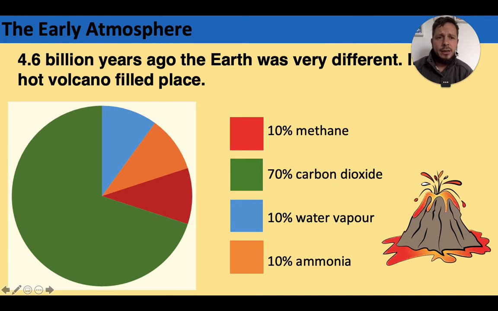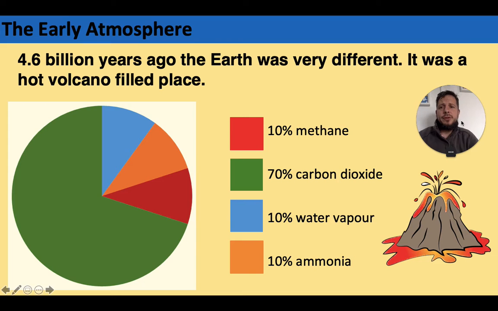So what was it like? 4.6 billion years ago it was very different because we had lots of volcanoes and no life. So we think that there was methane, carbon dioxide, water vapour and ammonia. They were the main gases present in the Earth's early atmosphere, but the majority of the gases was carbon dioxide. Now this slide says 70%. Scientists can't agree on exactly what percentage of carbon dioxide made up the original atmosphere, so you might see it varying from 35% all the way up to 95%. But the majority of the Earth's early atmosphere was carbon dioxide.